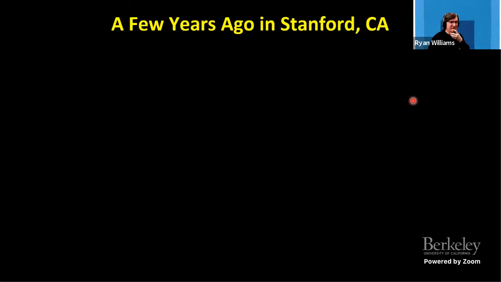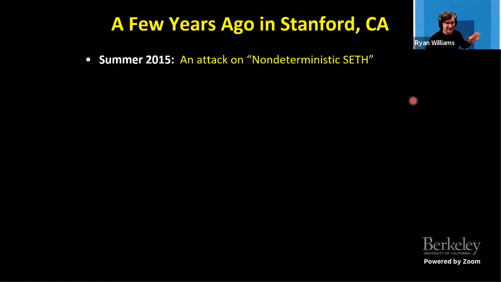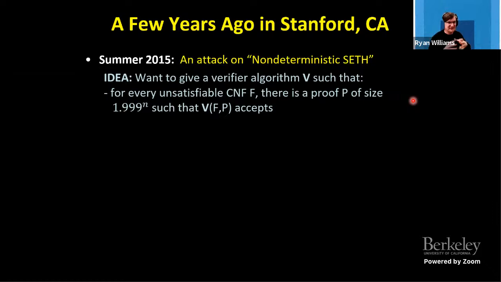A few years ago at Stanford, I had an attack on the so-called non-deterministic SETH. I was like, okay, maybe SETH is a bit difficult, maybe I can attack something that seems weaker. So what's non-deterministic SETH? To refute it, let me just say what it takes to refute it. You need to give a verifier algorithm so that for every unsatisfiable CNF, there is a proof of size, say, 1.9 to the n, so that this verifier on F and P accepts and it runs in 1.9 to the n time, where n is the number of variables.